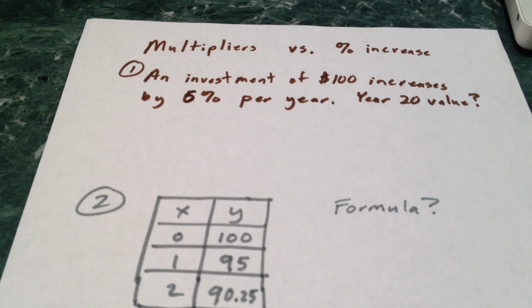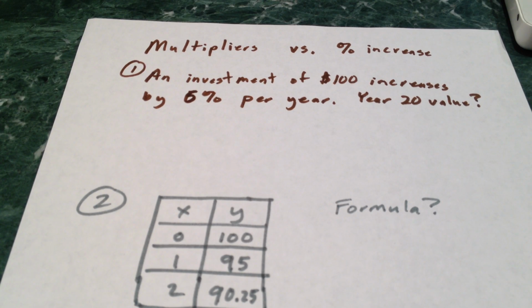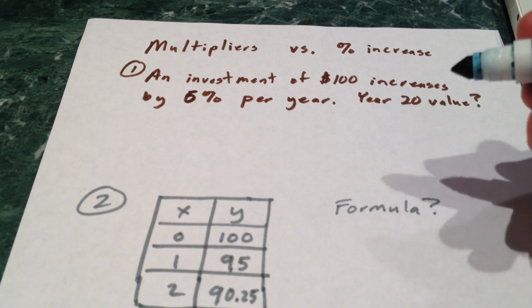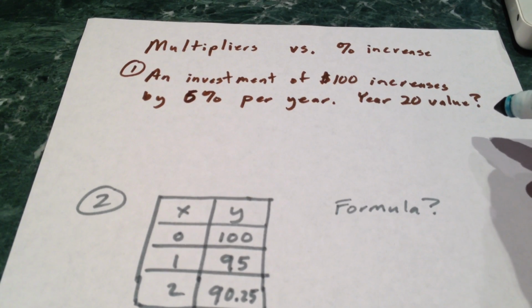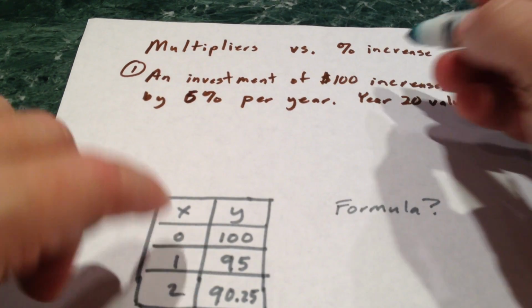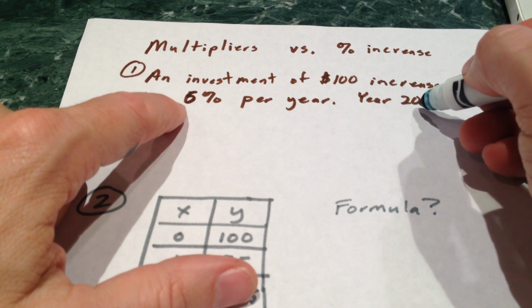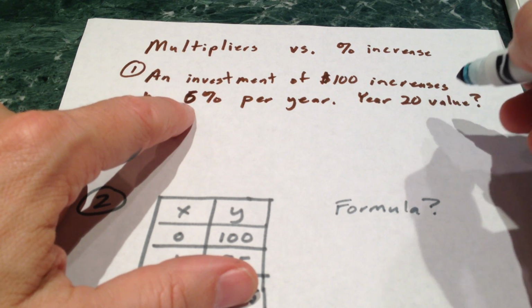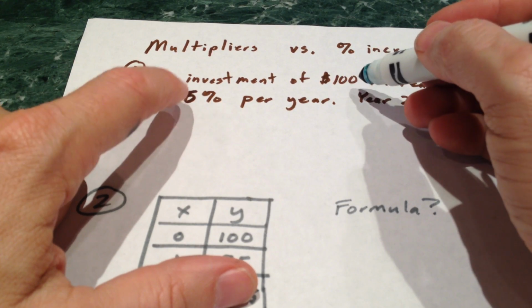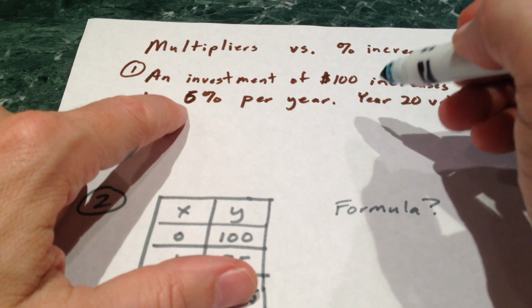Let's talk about some problems you might get. An investment of $100 increases by 6% per year. What's the value at year 20? So once again, this is where you have to remember that if you multiply the 100 times 0.06, which is what 6% is, that number actually gets smaller and smaller and smaller.